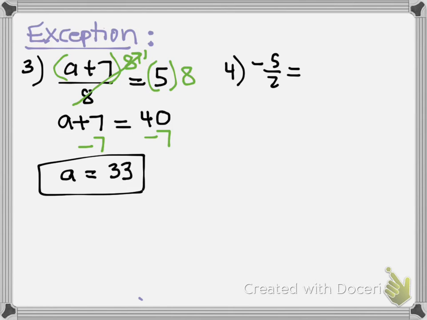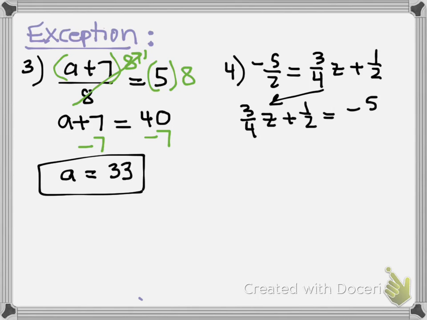Negative 5 halves equals 3/4 z plus 1/2. Okay, first thing I notice is let's rewrite it with the symmetric property. So we get 3/4 z plus 1/2 equals negative 5 halves. Now, we solved a problem, our second one, that was like this, and we did the opposite of adding 1/2. We subtracted 1/2, and then we multiplied by the reciprocal of 3/4. But my challenge is, is there a way that we can solve this problem without contending with fractions?